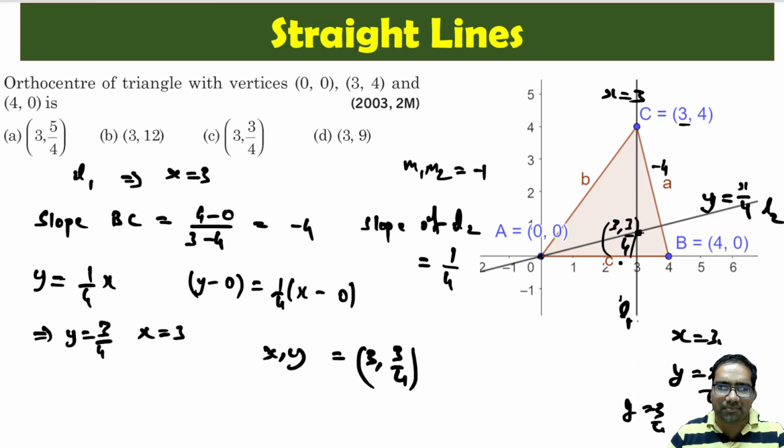Why? Because it is the meeting point of perpendiculars drawn from vertices to the opposite sides. If you draw a third perpendicular, from B to AC, this will also go through this point.